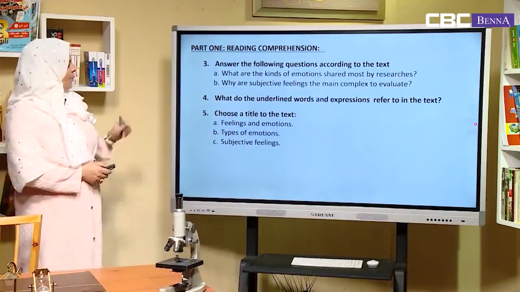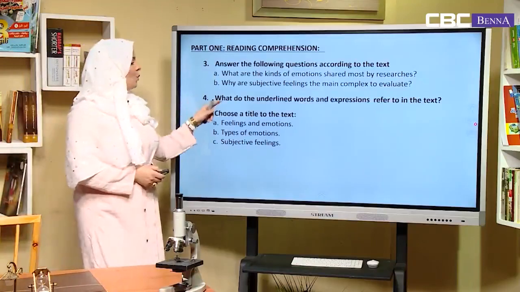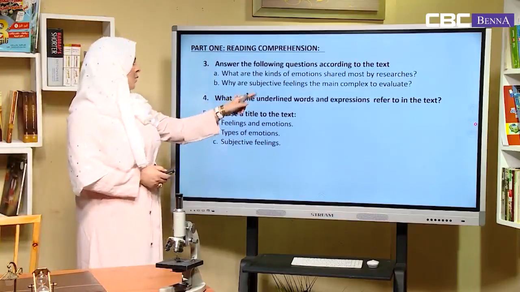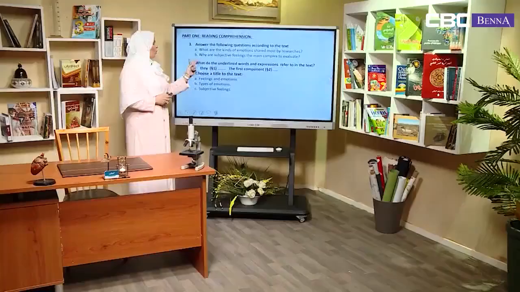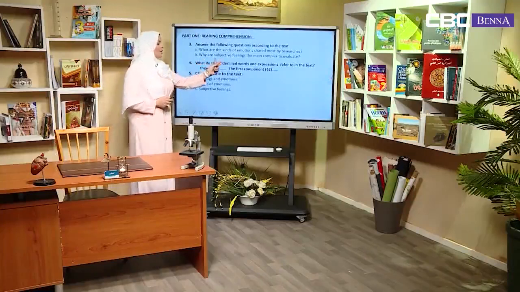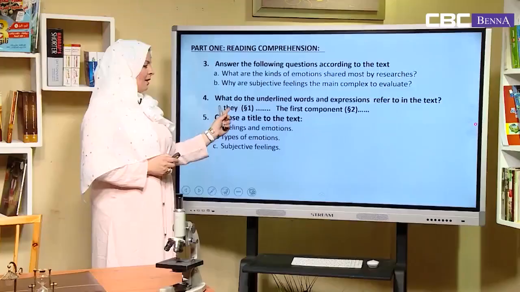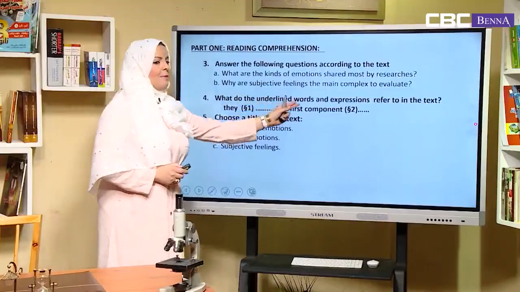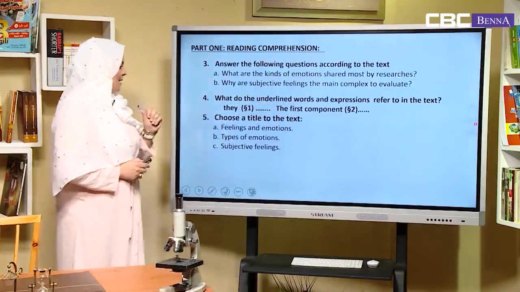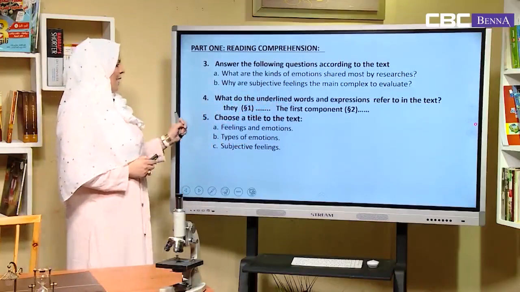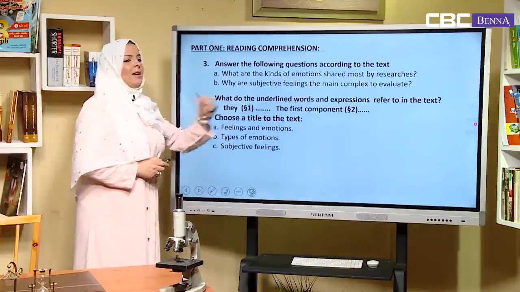So, this is the 3. Let's move to 4. What do the underlined words and expressions refer to in the text? Here you have "they", and you have "the first component". So the last activity in comprehension, we have choose a title to the text.